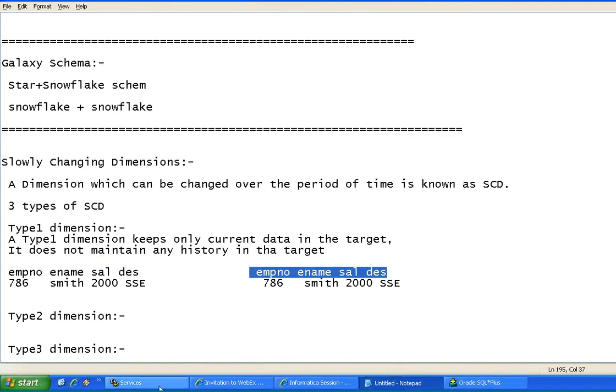But coming to type 2 dimension, a type 2 dimension keeps complete history in the dimension table.